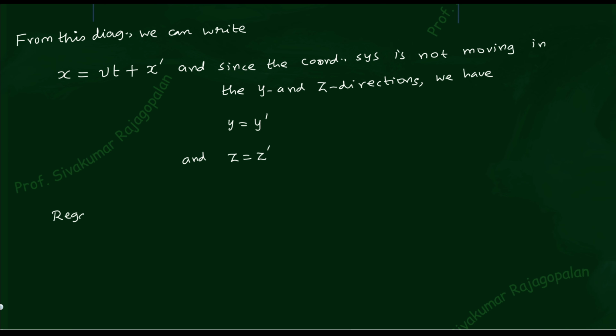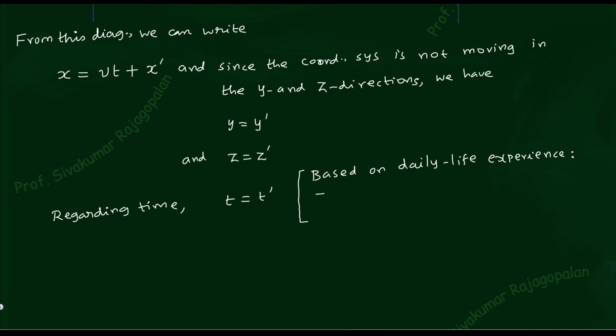So now you have obtained the equations. Regarding time, of course, we didn't write anything about it. According to Galilean relativity, t equals t prime. And you can ask on what basis you write t equals t prime. I will write that the reasoning is based on daily life experience. What do I mean by that? Just because you travel in a train or in an aircraft, time cannot change. That is how you feel in daily life, and that is exactly what I am writing.